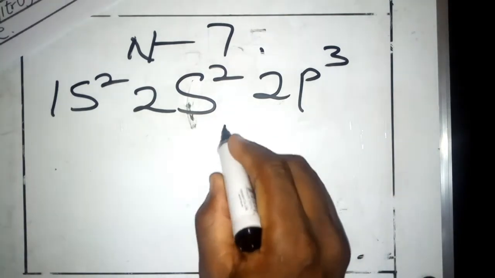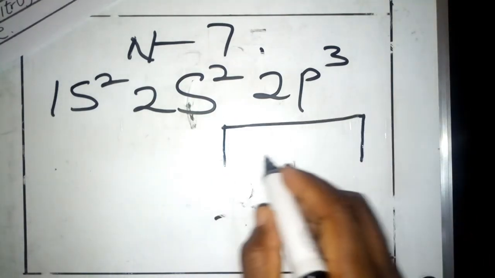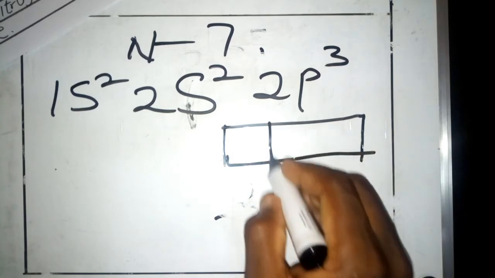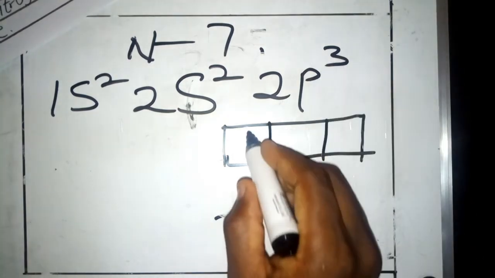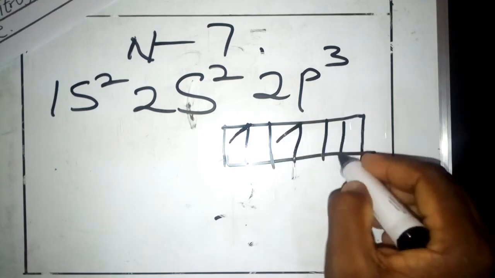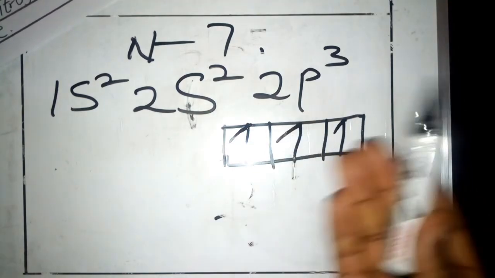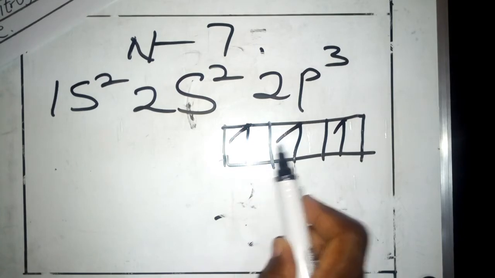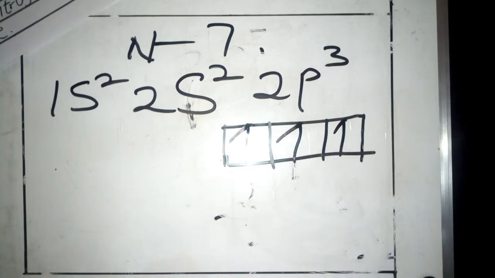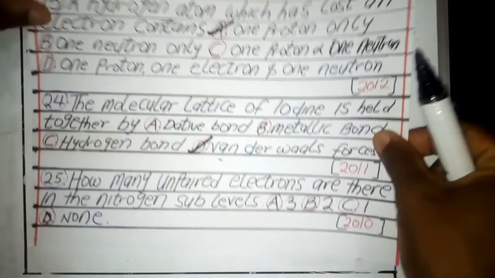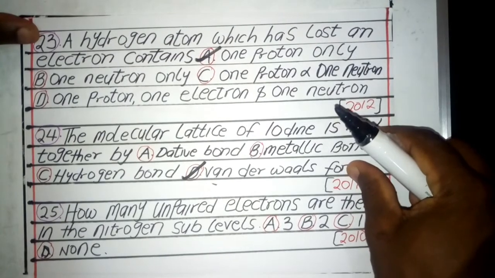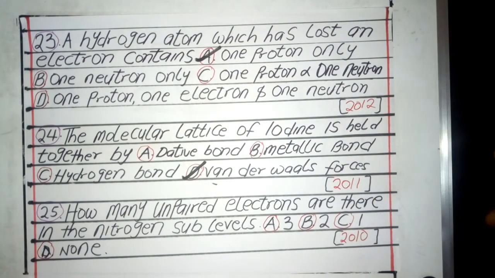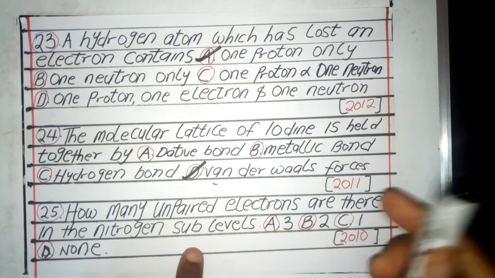So we are looking for how many unpaired electrons. So this is 3, so 1, 2, 3. We can see that it has 1, 2, 3 unpaired electrons. So how many unpaired electrons are there in nitrogen sublevels? The answer has to be A, 3.